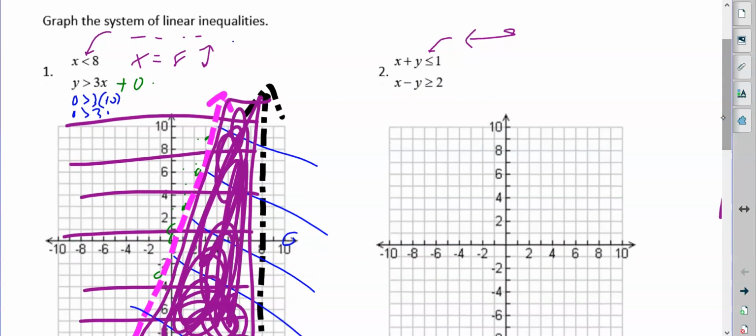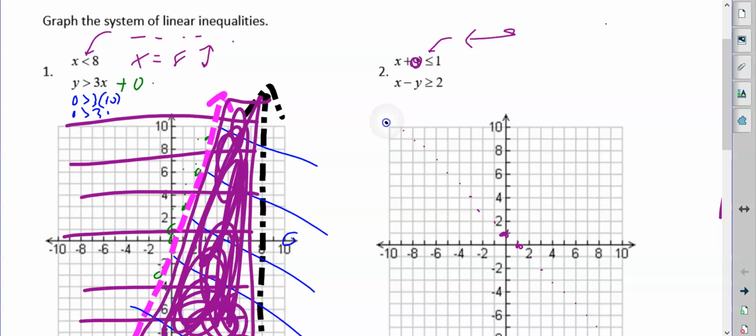Next one. So I'm going to use the cover-up method here. Very easy. Y is 1. And x is 1. Okay? And so you can tell that is going to be a -1 slope, like so. And you really just have a diagonal line.